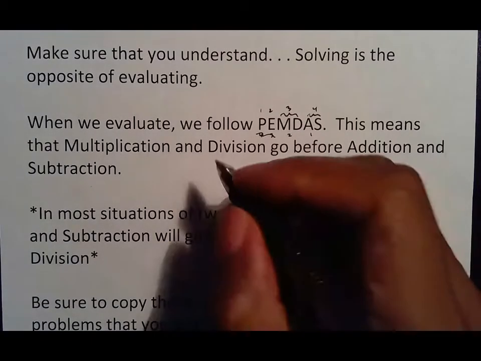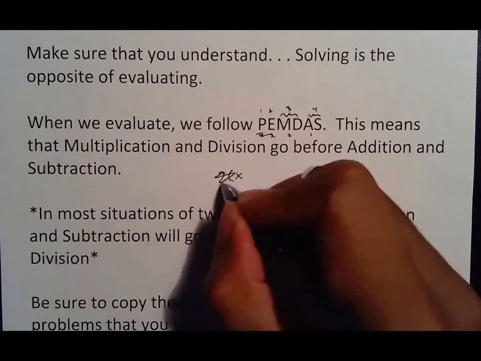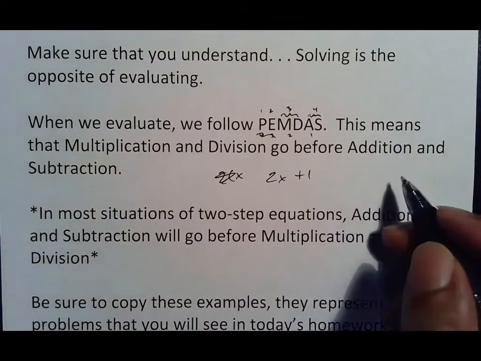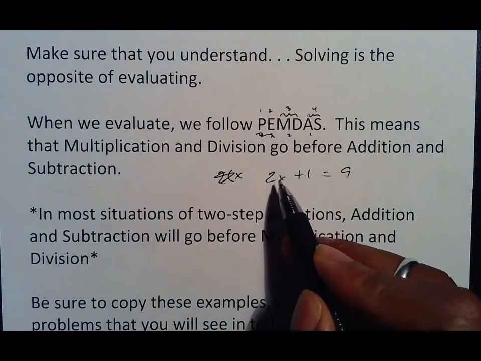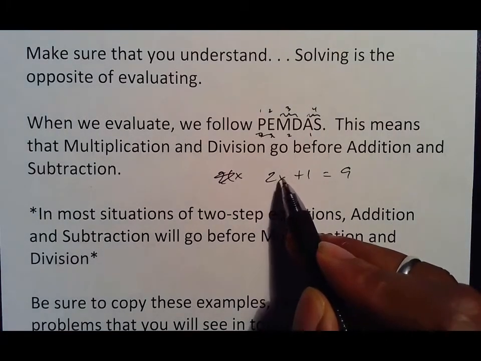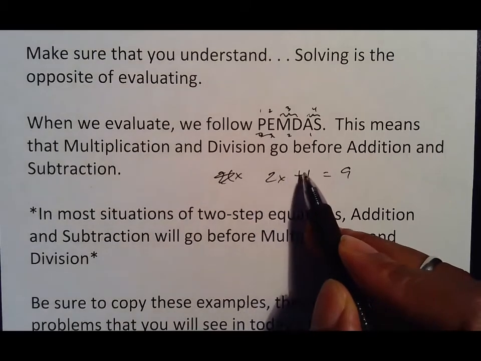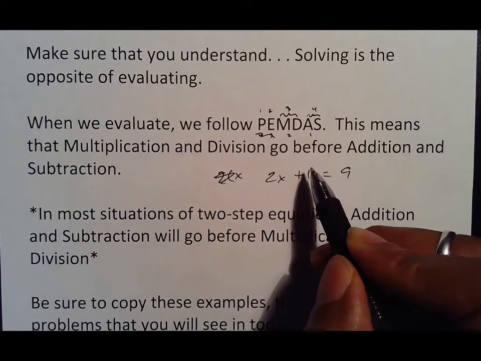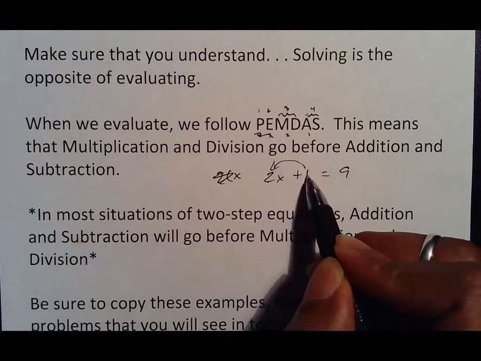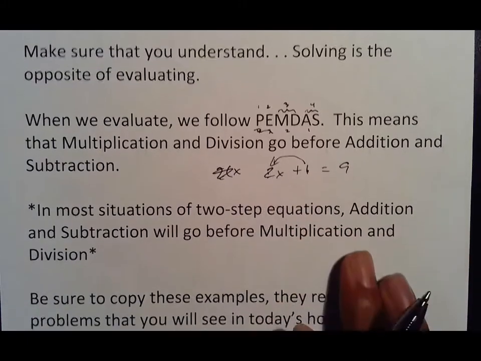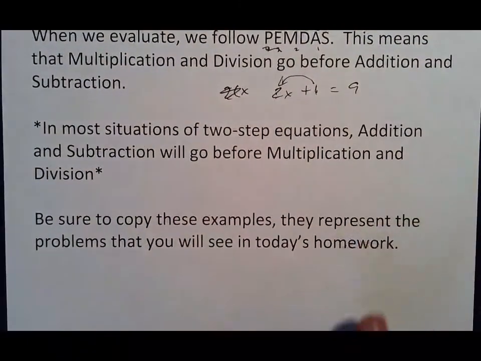And again, that is because if I was taking 2 times x plus 1 equals, let's say, 9, if I plug a number in here, the first thing I would do to evaluate it is multiply by 2, then add 1, which means backwards, the first thing I would do is subtract 1, divide by 2. Again, thinking opposite. If multiply by 2, add 1, and we're going opposite, then we step backwards. It'll be subtract 1, divide by 2. So be sure to copy the examples. They represent all the problems you're going to see in today's homework.